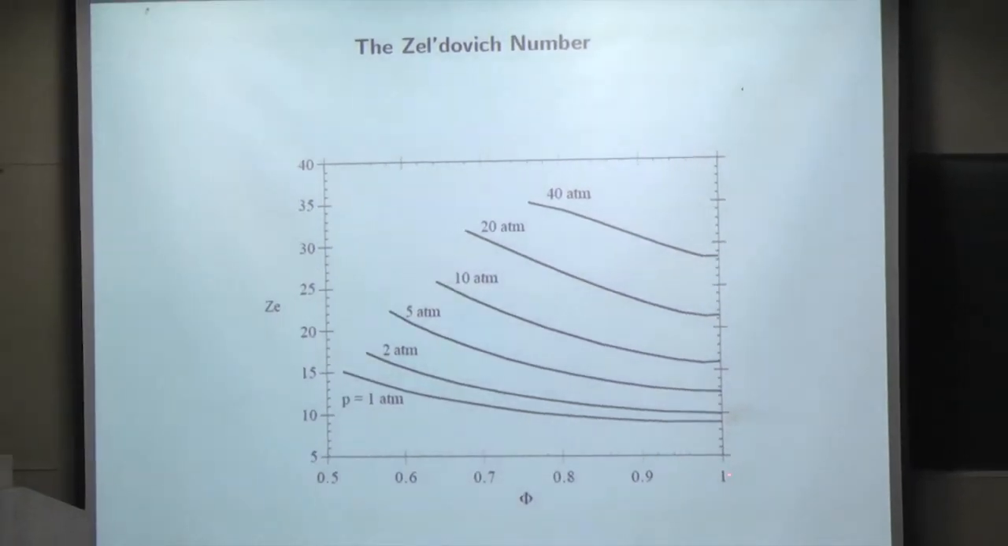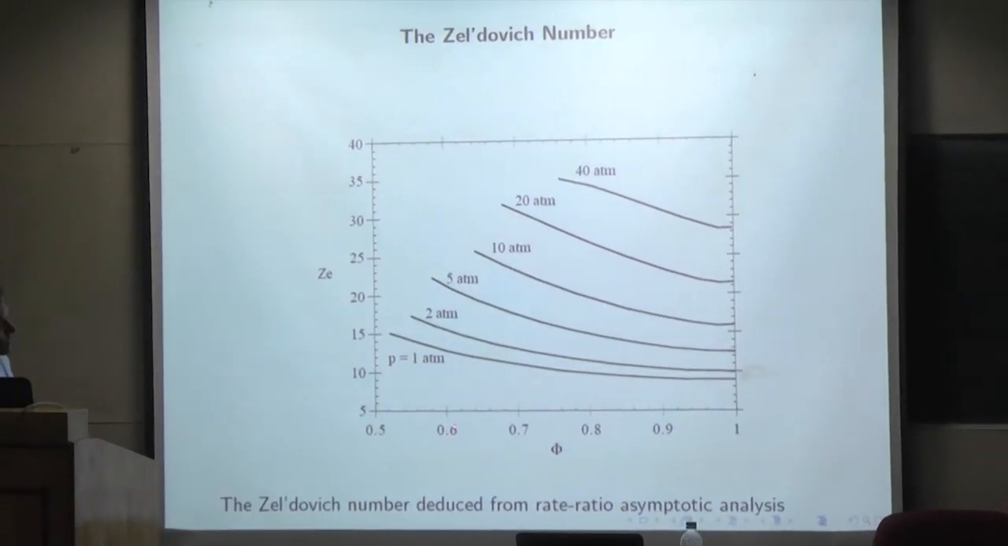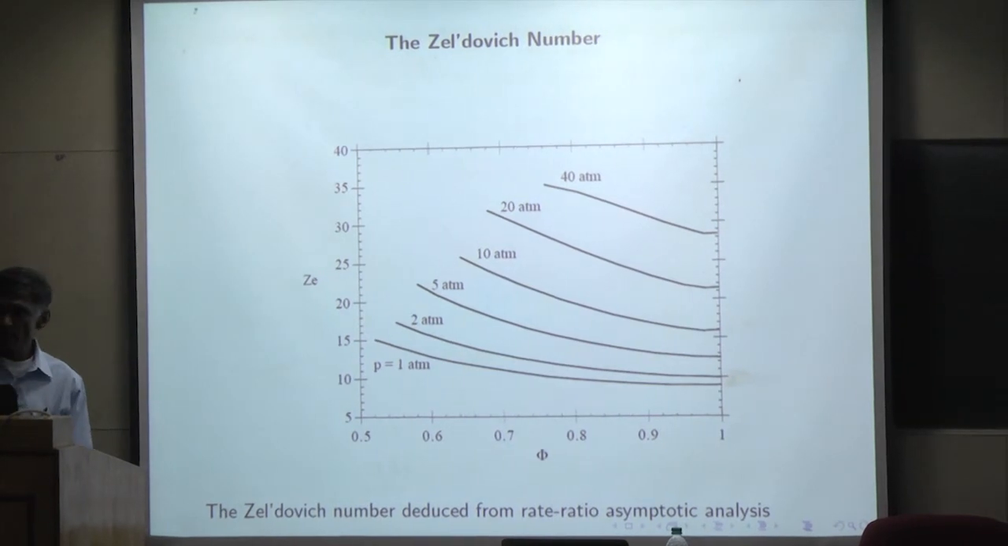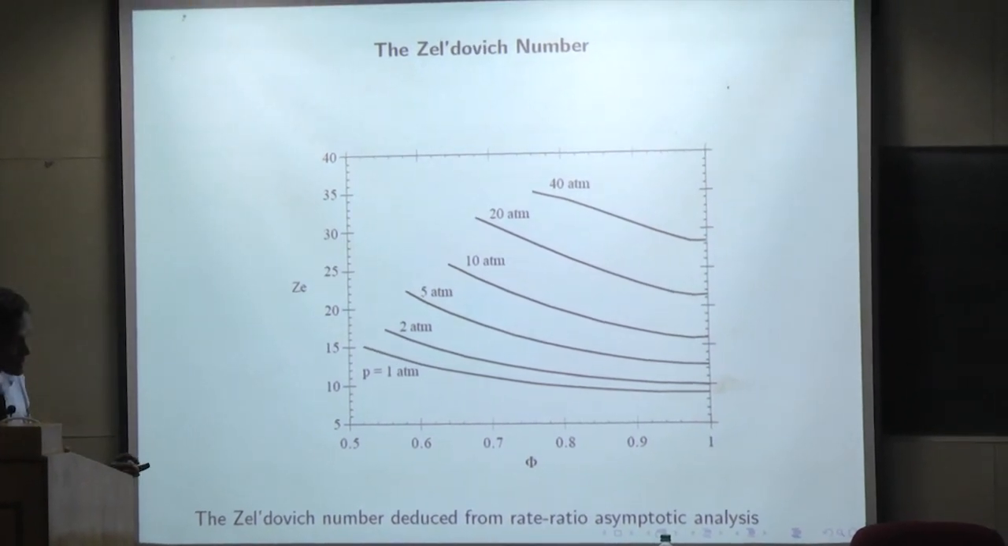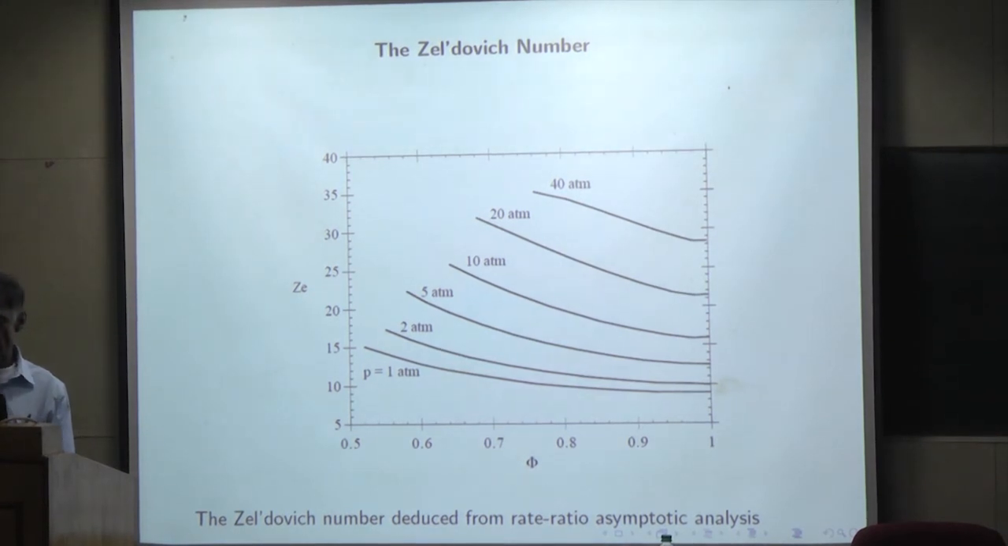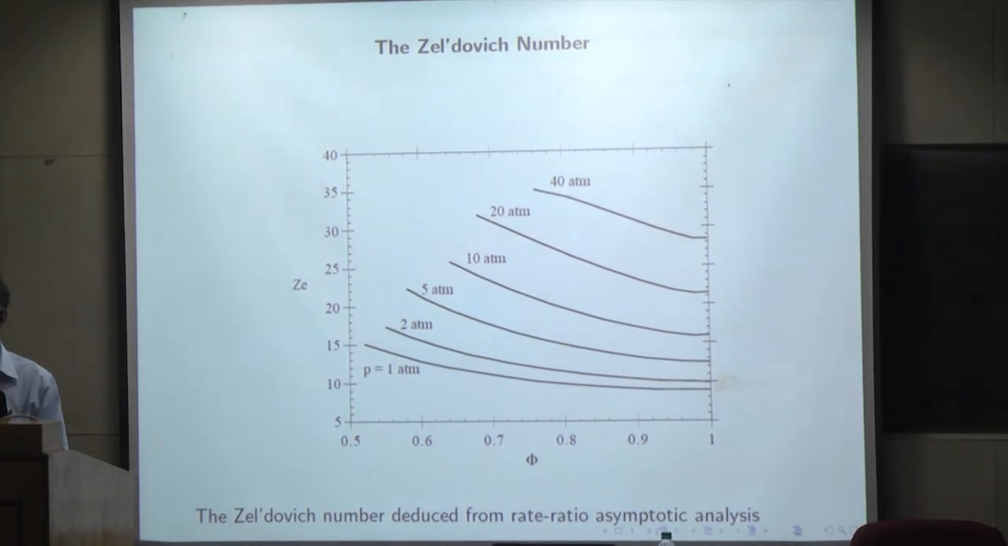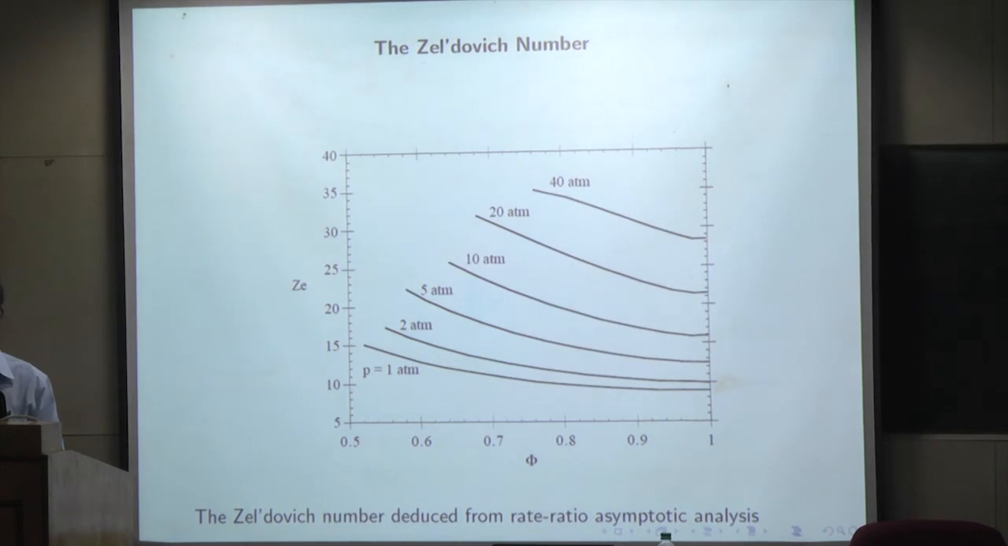You can see that as you decrease the equivalence ratio, the Zeldovich number increases. It's not a constant, it goes up, and as the Zeldovich number goes up, the flame becomes more and more sensitive to heat losses, and when that happens, the flame can extinguish. So the point is that in the real experiments, small heat losses have probably extinguished the flame.